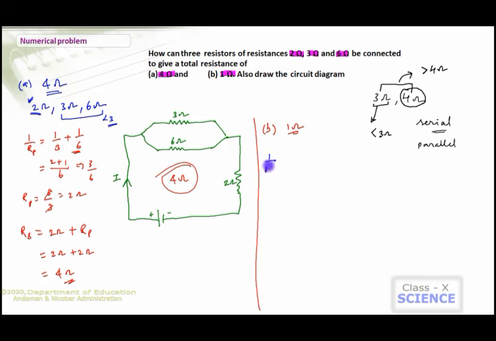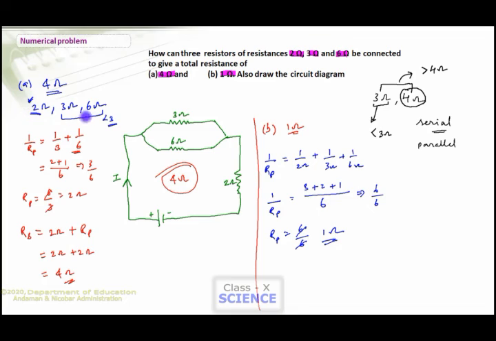So here 1 by Rp is equal to 1 by the first resistor, that is 2 ohm, plus 1 by 3 ohm plus 1 by 6 ohm. So upon taking LCM we will get 2, 3, 6, 6 is our LCM. So 3 2s are 6, 2 3s are 6, plus 1. We are getting here 6 by 6. So here Rp is equal to again 6 by 6. Solving this we will get 1 ohm, right? So straight away by combining all the 3 resistors parallelly we are getting 1 ohm.